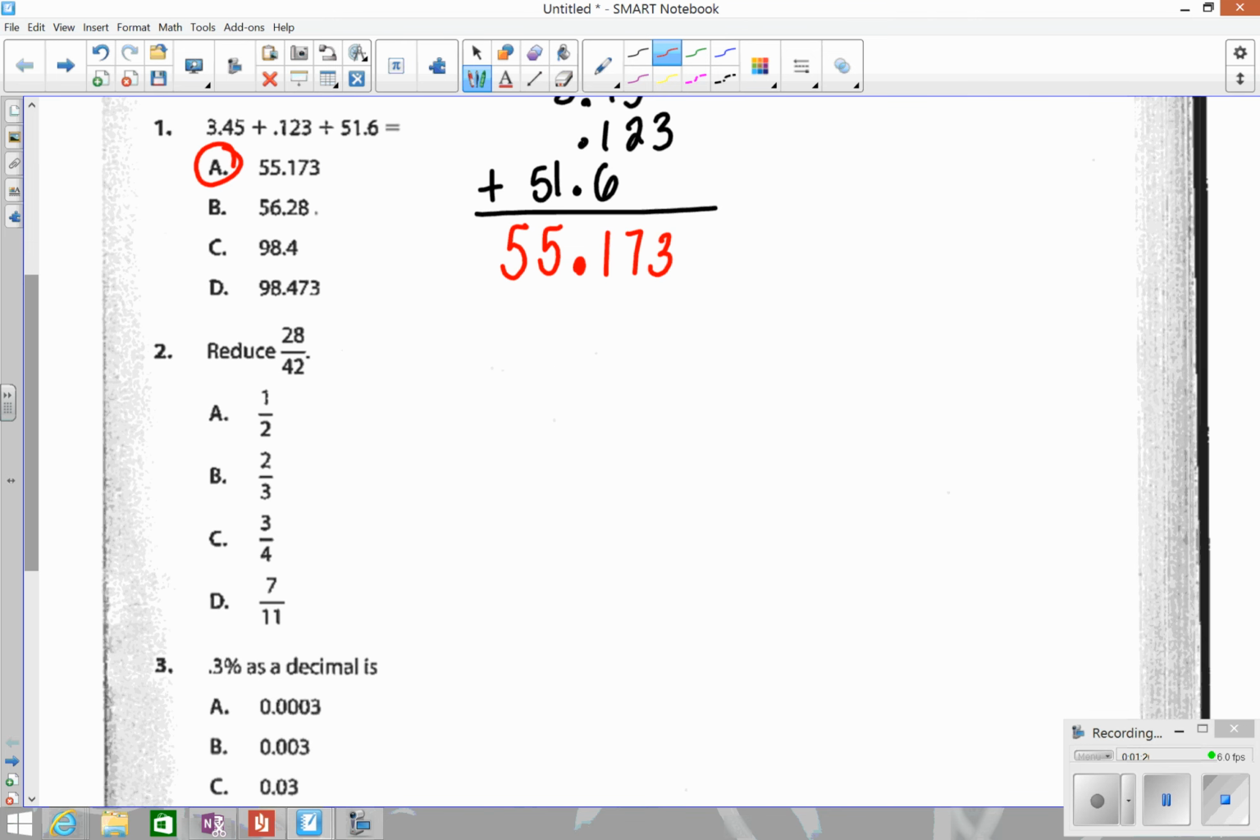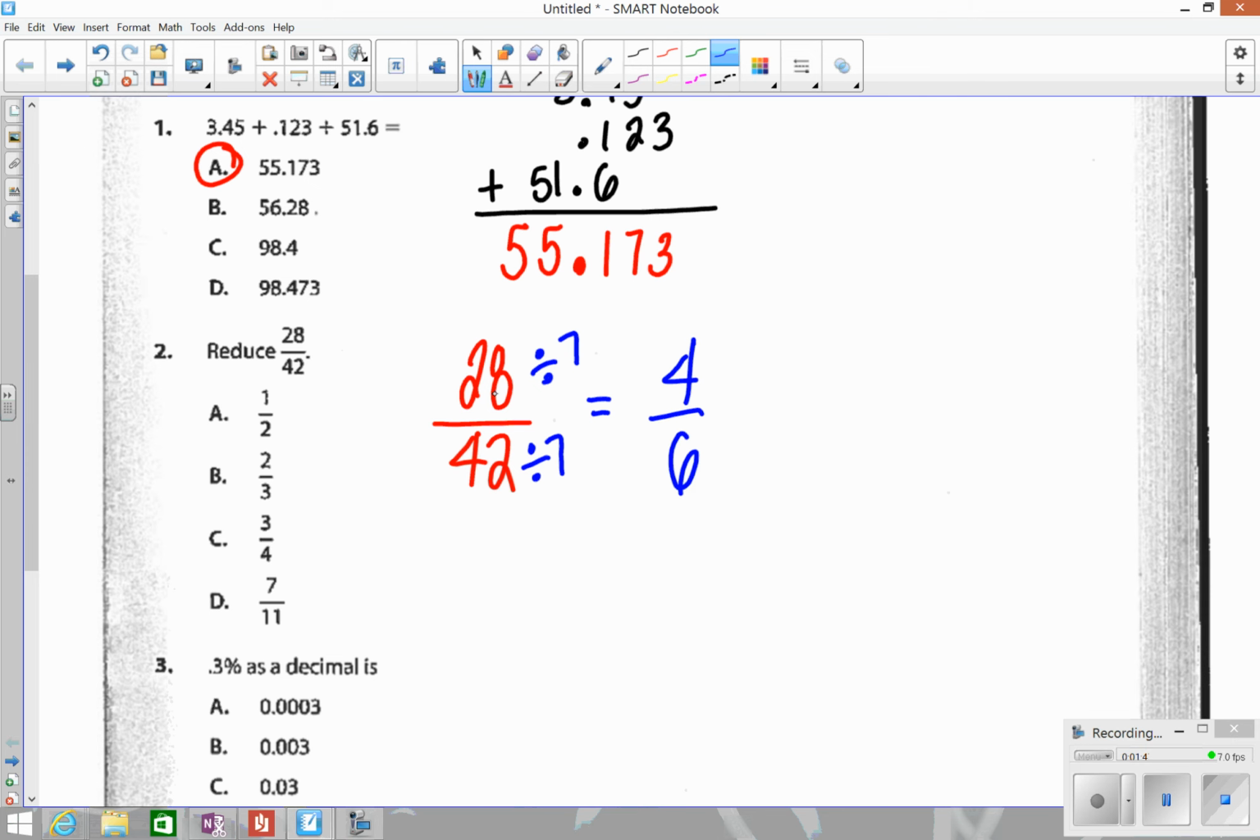So looking at choice B, we want to reduce this fraction. Whenever you're trying to reduce a fraction, you want to look for a number that goes into both the numerator and the denominator. So right away when I do this, I think of the number 7 as going into the top and into the bottom. So I'm going to divide the top and bottom by 7. So I end up with 4 over 6 when I do that. 28 divided by 7 is 4, 42 divided by 7 is 6.